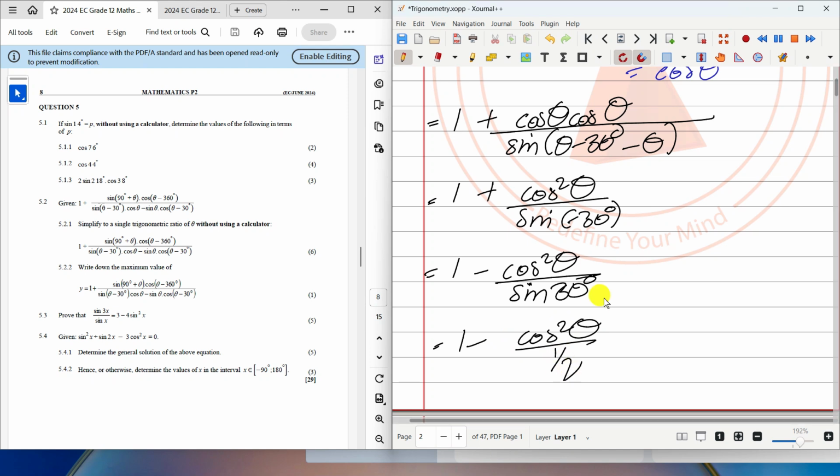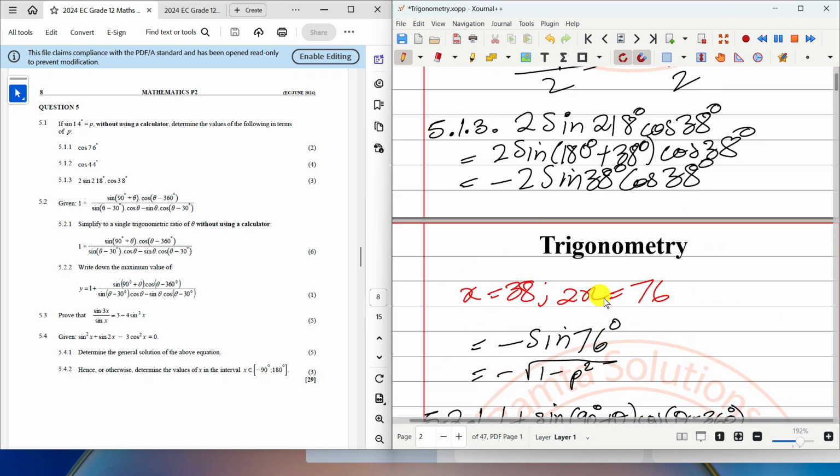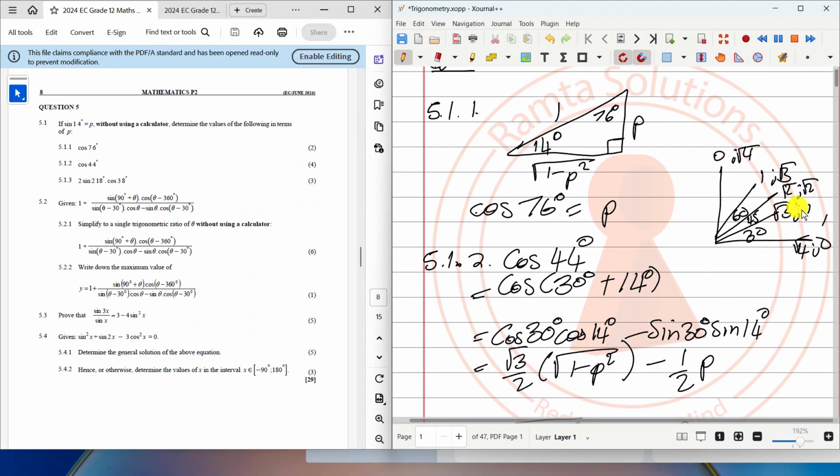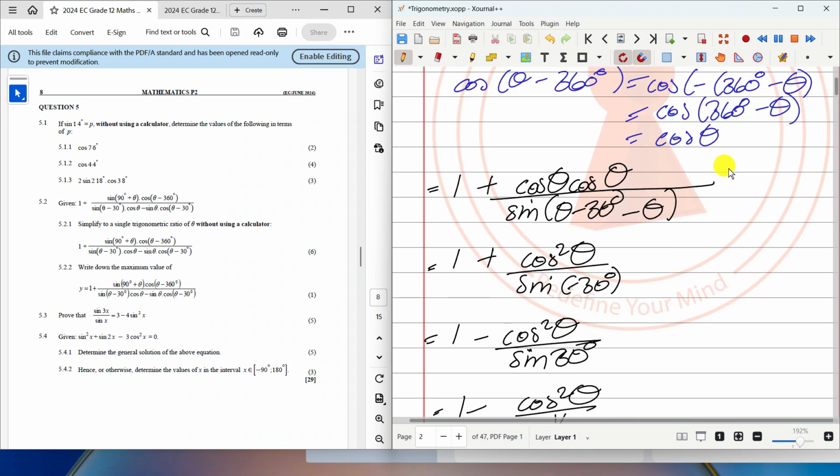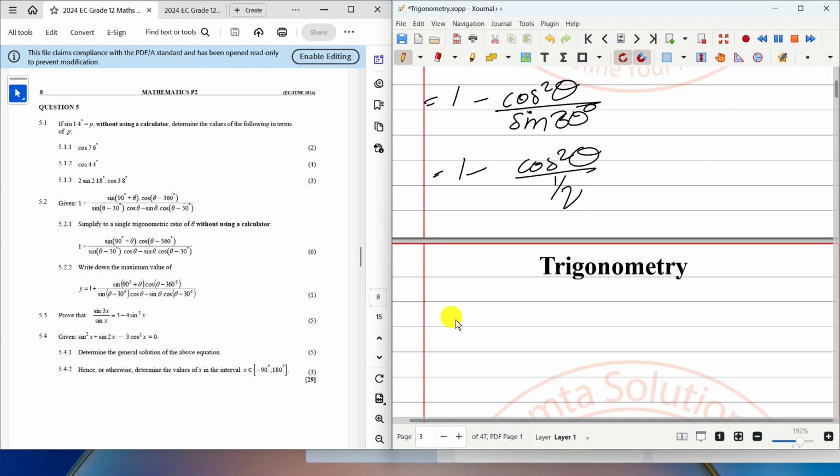Let me show you a diagram that I drew earlier. Here it is. 30 is y over r, which is 1 over 2. Alright, so it is half. Now, this therefore says to us we have 1 minus 1 divided by half, which is 2. So we have 1 minus 2 cos square theta.